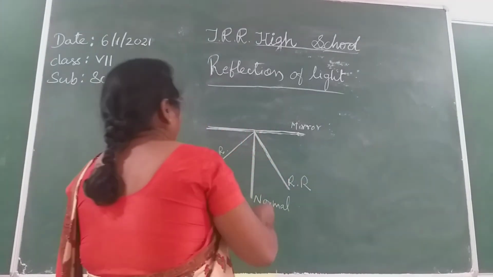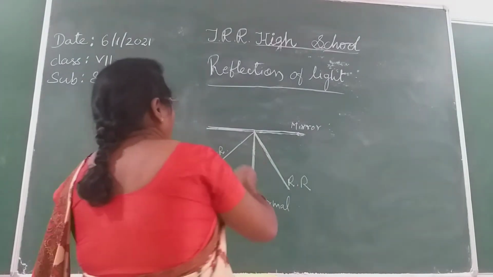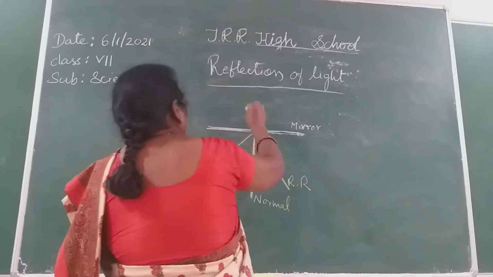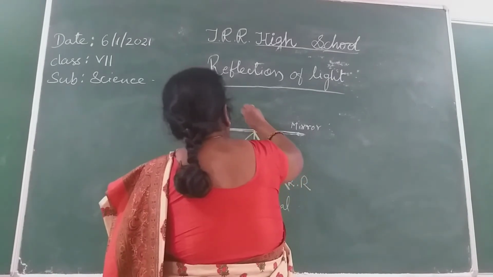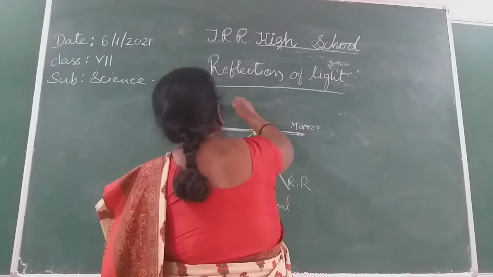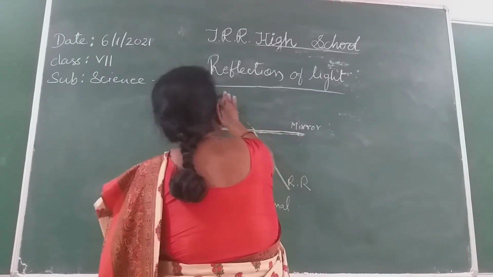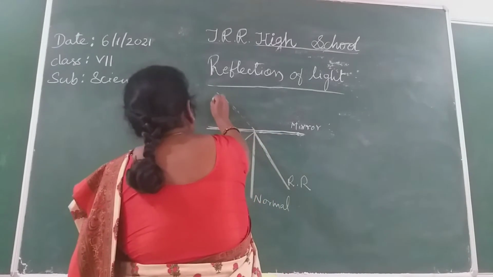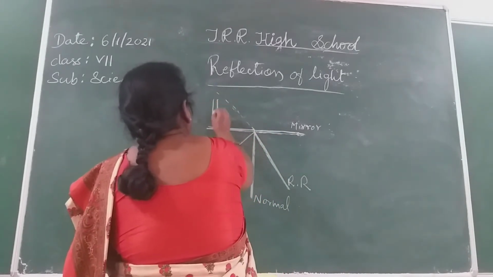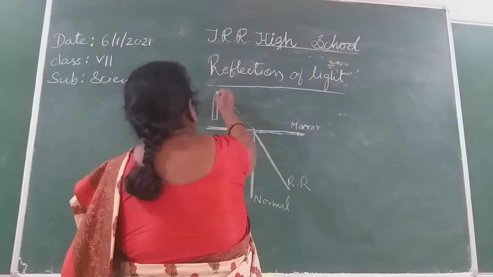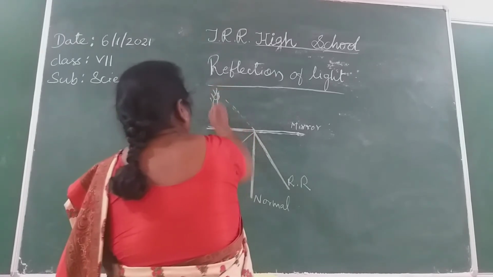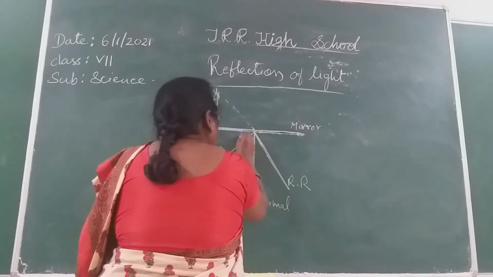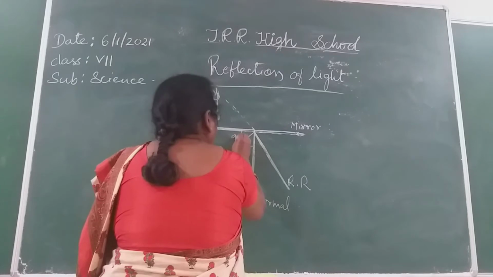Reflected ray. And the image which is formed behind the mirror will be equal in size. Here you are seeing the image formed behind the mirror. Draw it with a dotted line. So here this is the normal, which makes a 90-degree angle with the mirror.